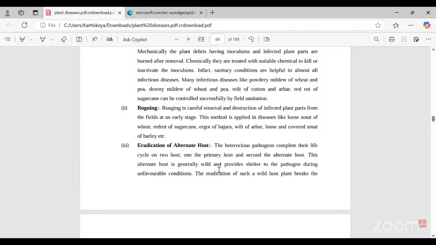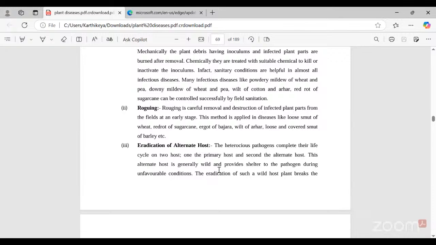Roguing. Roguing is careful removal and destruction of infected plant parts from the field at an early stage. This method is applied in diseases like loose smut of wheat, red rot of sugarcane, ergot of bajra, wilt of arhar, loose and covered smut of barley.